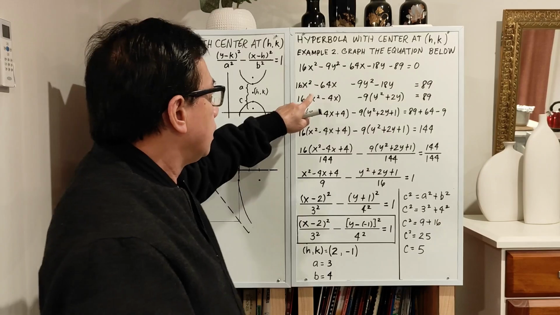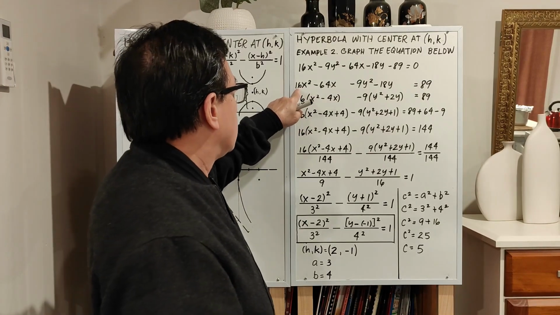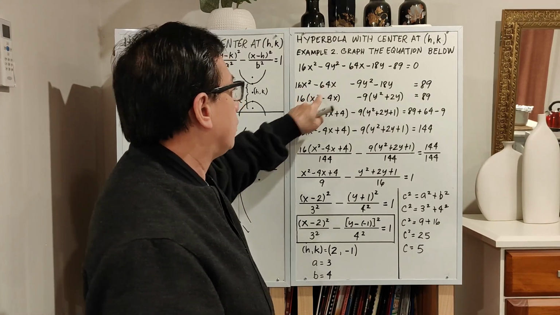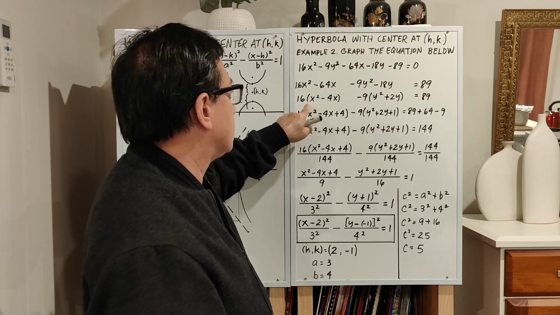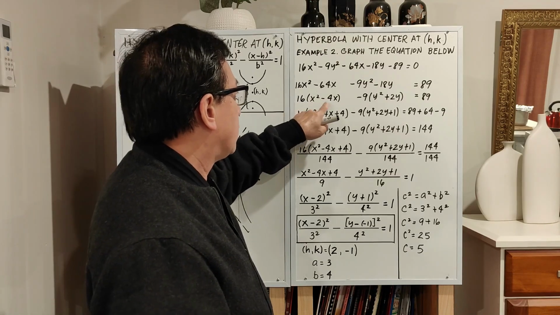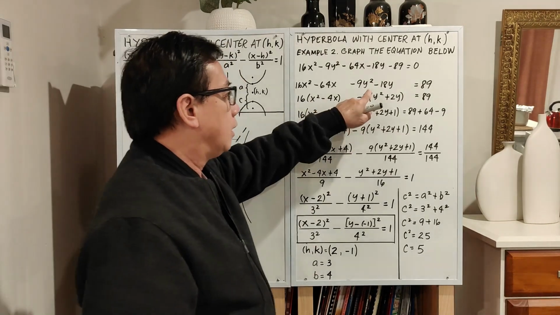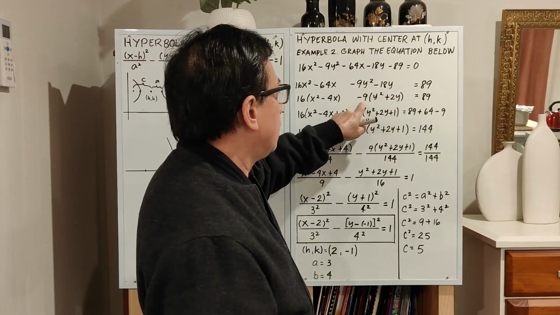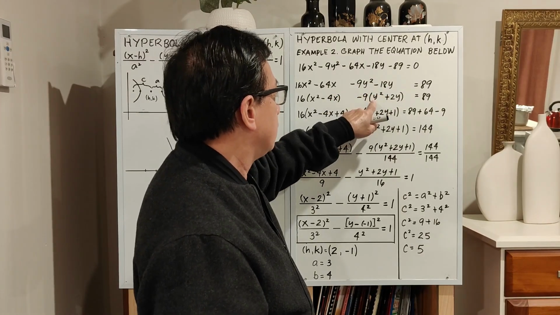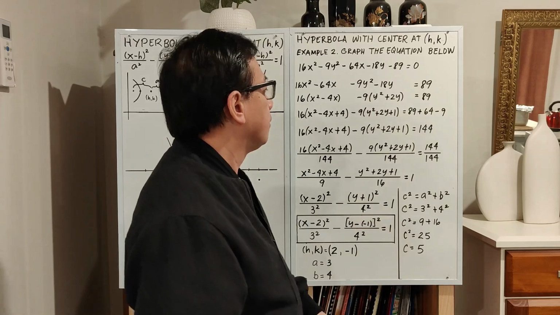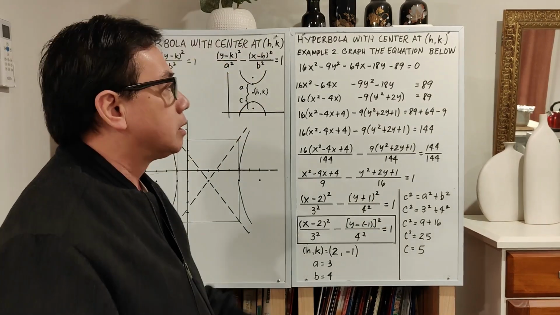And then we factor out the common factor, 16 and 64. The common factor is 16, so we factor out 16. What's left is x squared minus 4x. In here, we factor out negative 9. What's left inside is y squared plus 2y. And then we complete the squares.